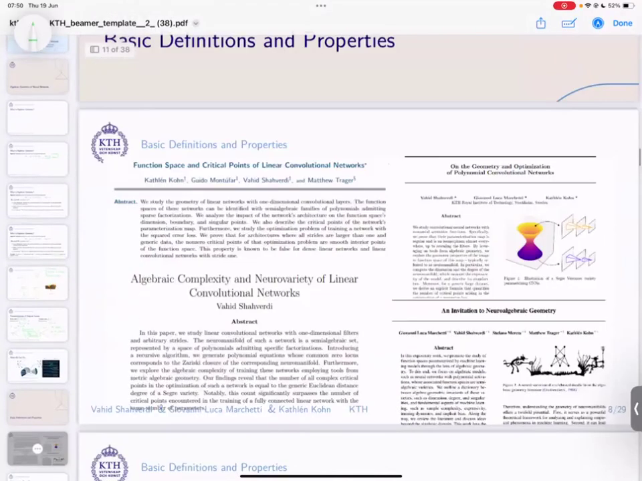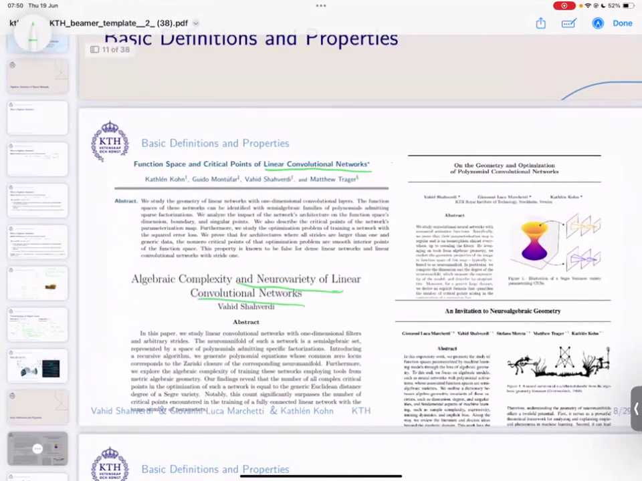And there is a sequence of papers, starting from understanding linear settings, the neuromanifold of linear convolutional networks, and then the polynomial setting, polynomial convolutional networks. And then it was in January that we wrote this position paper called An Invitation to Neuroalgebraic Geometry. So there is a sequence of papers that you can look at, and what we can do with algebraic geometry.